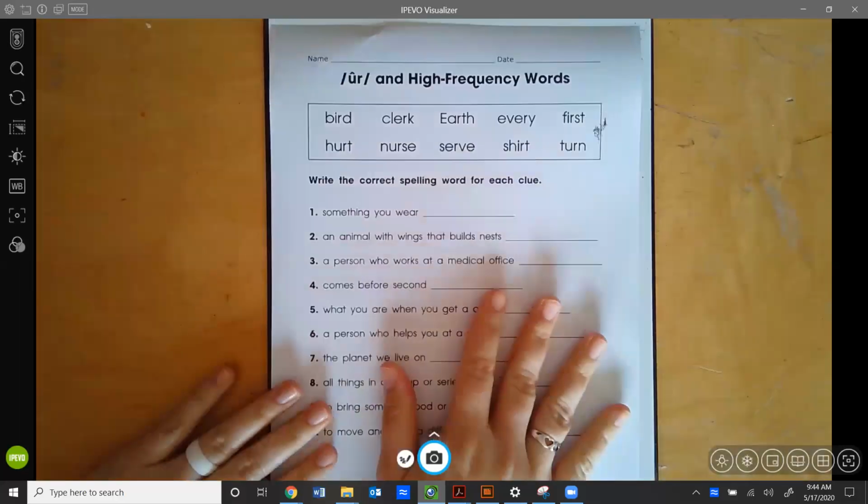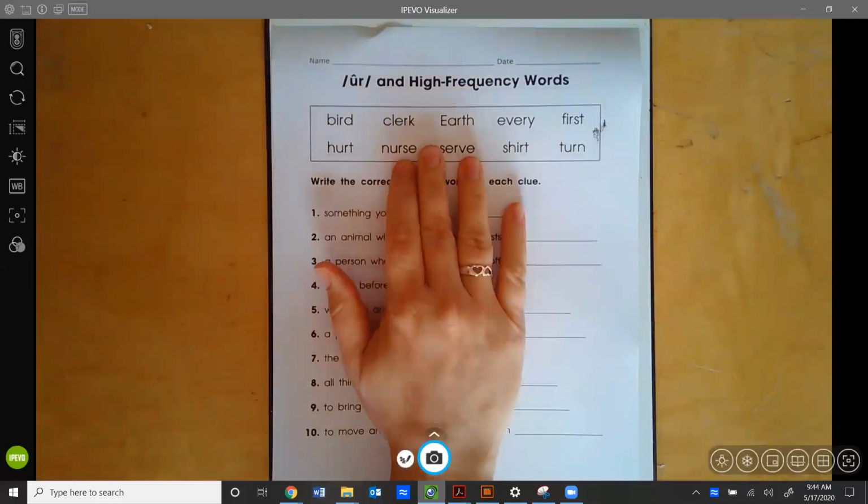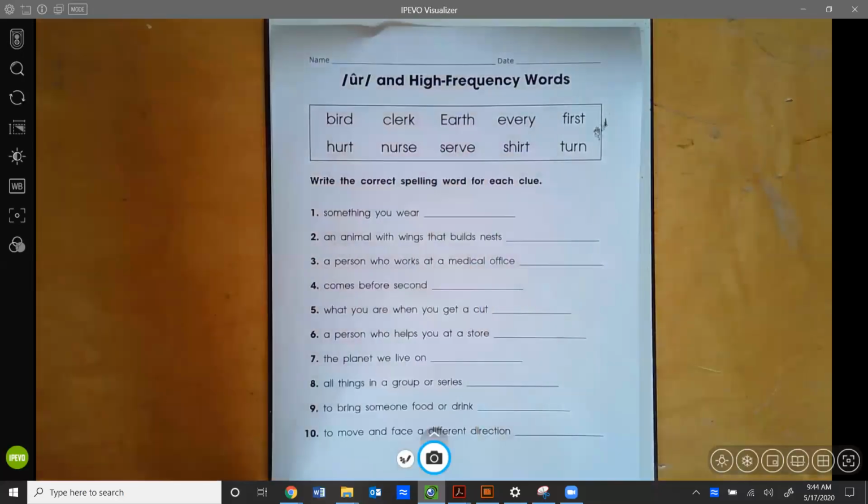Okay, let's look at the next page. So the next page is review of one of our controlled R sounds, and I'm going to read these words in the box here and tell you what the directions are. Again, I want to remind you, you do not need to print this out. You can always just talk about it with a human, a stuffy, or a pet, or you can just write it on another piece of paper, a scratch paper.